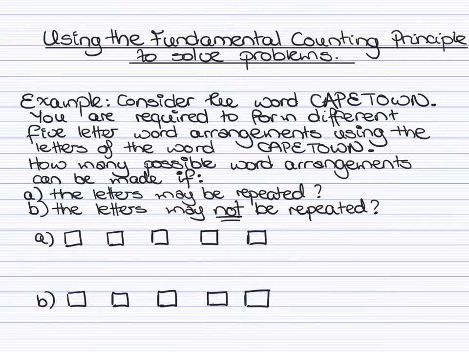How many possible word arrangements can be made if A, the letters may be repeated, and part B, the letters may not be repeated? So from this question, we're required to make 5-letter word arrangements. I've placed 5 blocks here for both part A and part B to show that from the total 8, we only need to create 5-letter word arrangements.